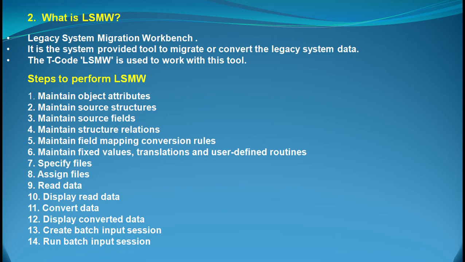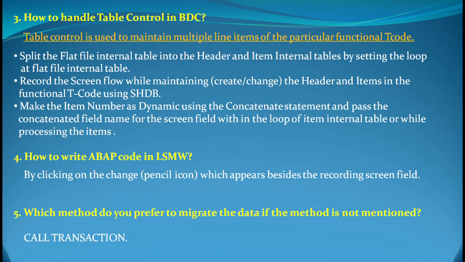Now coming to the second part, you have to read the data, then you have to display the data that's already been read. As per point number 10, it says display read data, which means that after the data is read, you have to display the data that's already been read. Then you have to convert the data and display the converted data. Every time you read or convert, displaying the data is very important. Finally, you create a batch input session and you run this. So these are the general steps that are involved in LSMW.